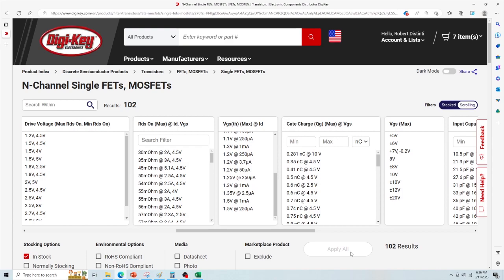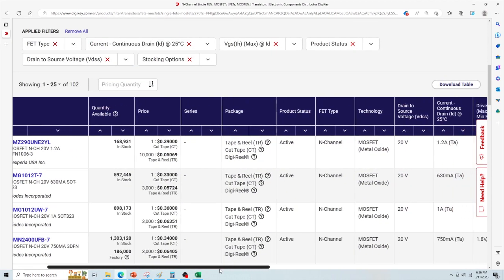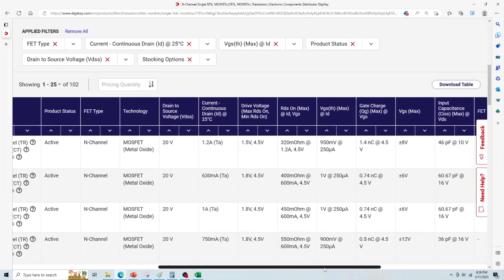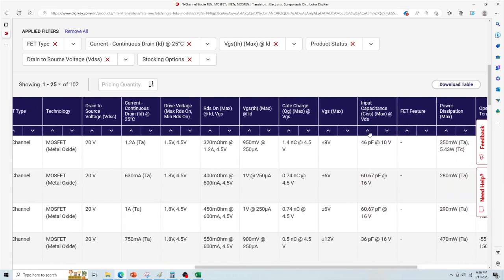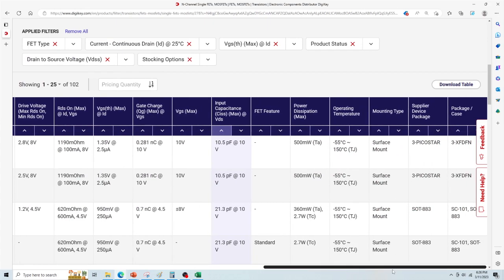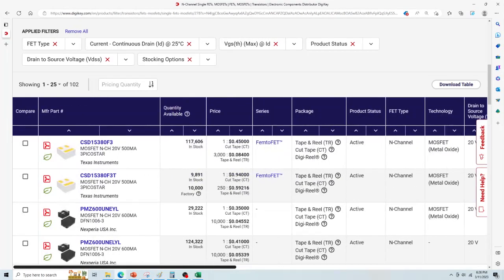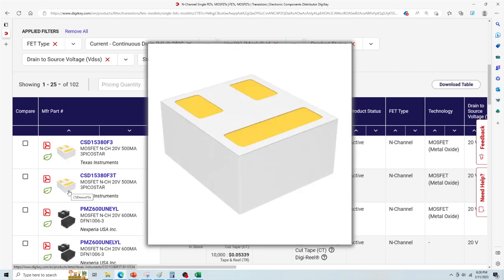Okay. Now, the next issue is the input capacitance. We're not going to put a limit on that right now. What we're going to do is just go down to the table, which is built down here, slide over to the input capacitance, and sort it from min to max. Okay, and the device that comes up with, oh, that's interesting. These didn't come up last time. Interesting.